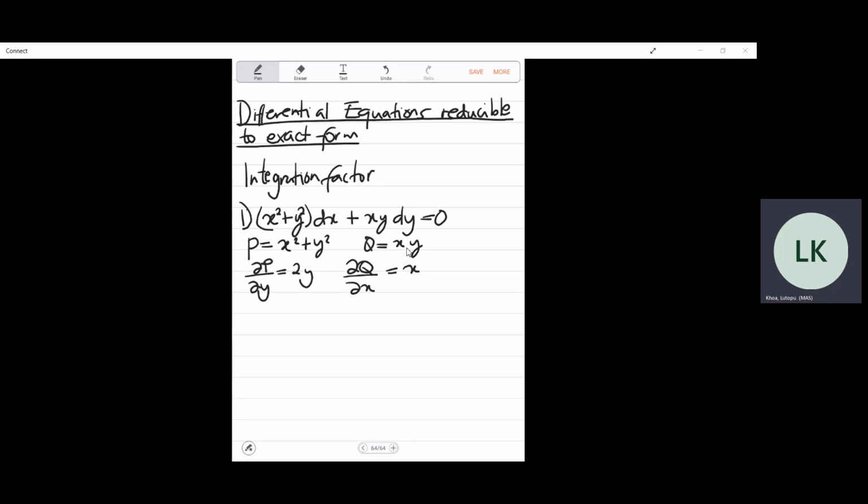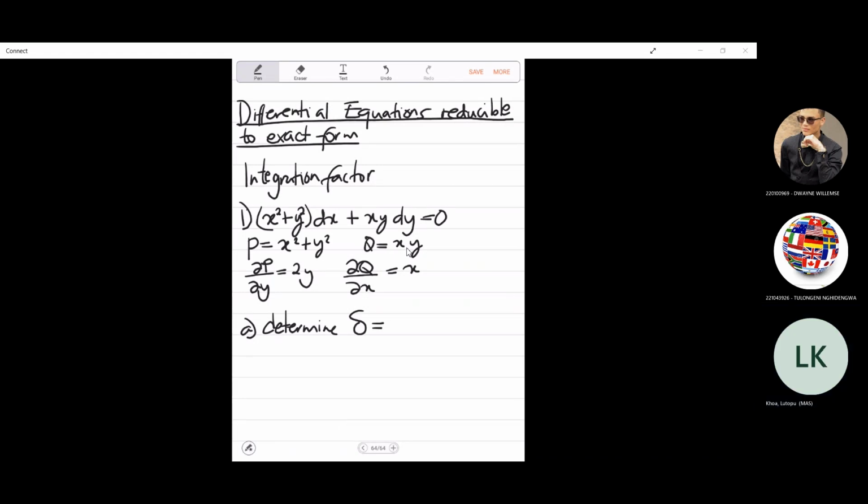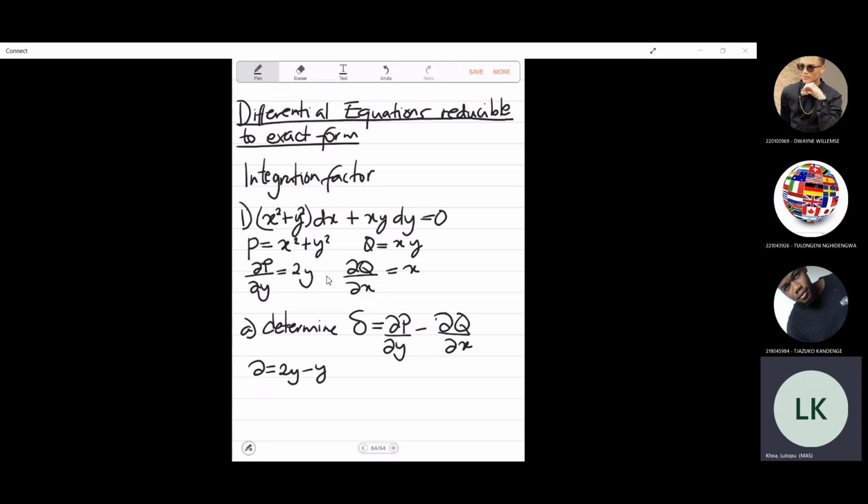Now there are a few steps that we have to follow in order to find this integration factor. The first one is to determine delta. Delta is given by dP/dy minus dQ/dx. So that is how we determine delta. We've already worked out dP/dy and dQ/dx, so in our case, delta is going to be 2y minus y, and delta is equal to y.